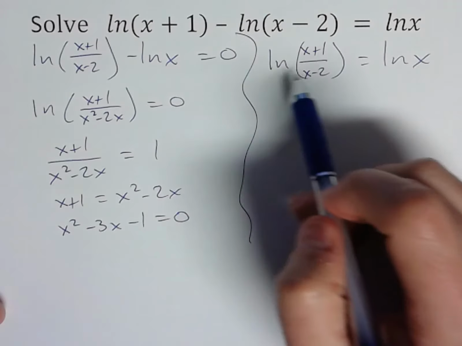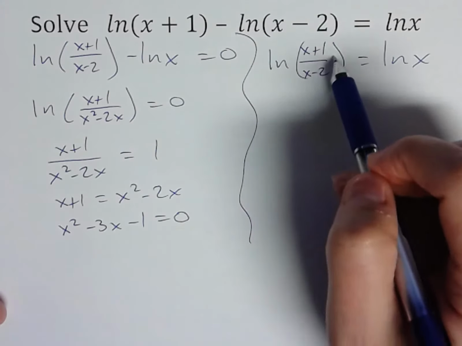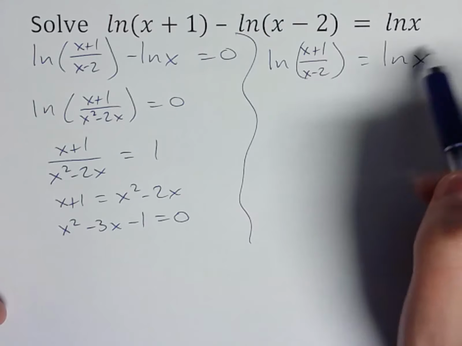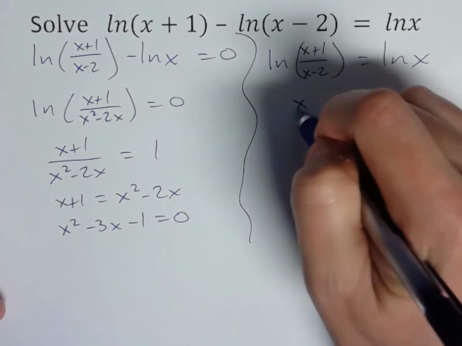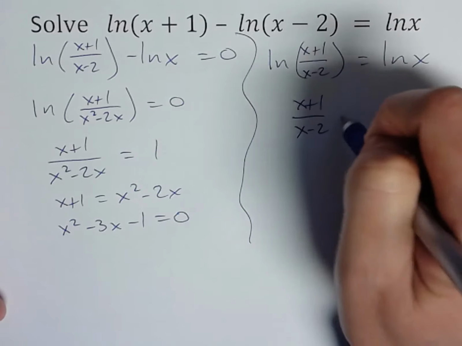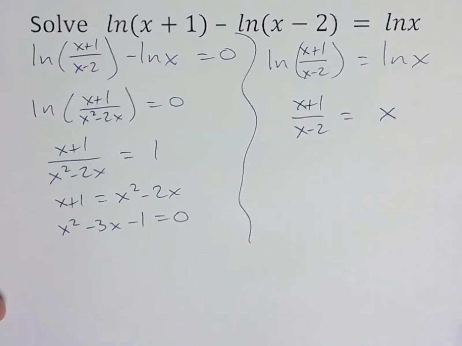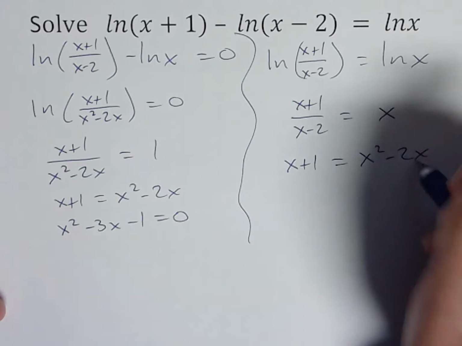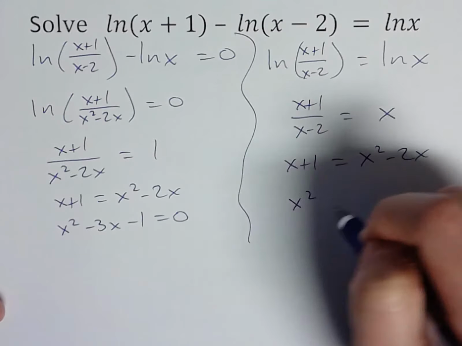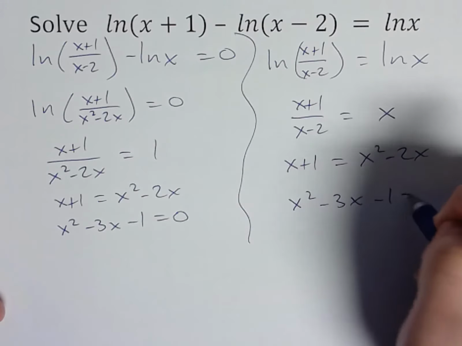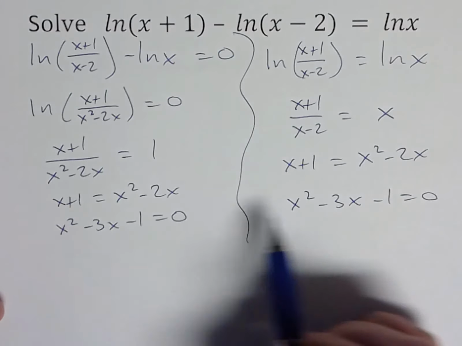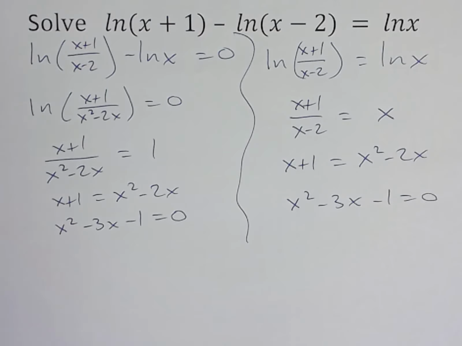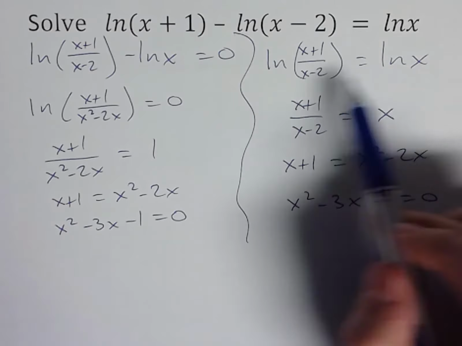Log of something equals log of something. So this has to equal this. You can just wipe out your logs. So x plus 1 over x minus 2 equals x. x plus 1 equals x squared minus 2x. x squared minus 3x minus 1 equals 0. Notice we get the same place, just a different way to get there. Okay, personally I like this. It's just a little quicker, I think.